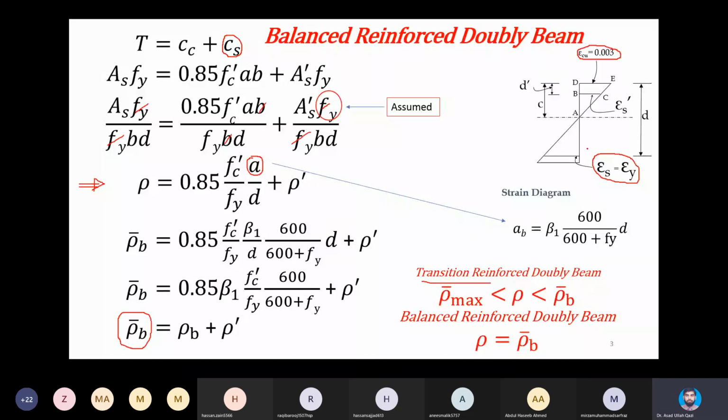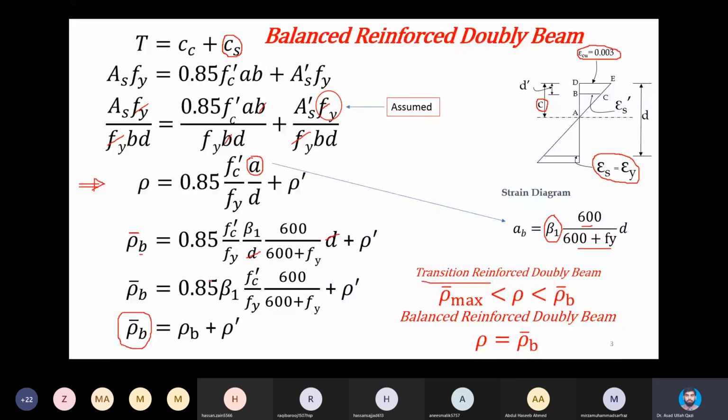And when you derive this C, you get the same answer as we got in case of singly beam. It was 600 over 600 plus Fy into D, and A will be beta 1 into C. So this AB you already have derived in your singly beams. Once you put this A over here, you are allowed then to put a subscript, and to distinguish it from the singly beam equation, you will put a bar on top of it, and in this way again you will rearrange the terms when you substitute A with AB, and you will have cancellation of D and D.